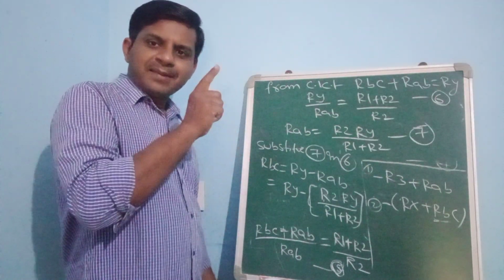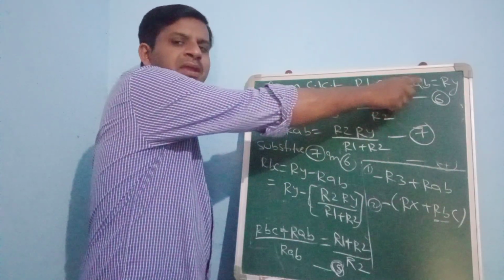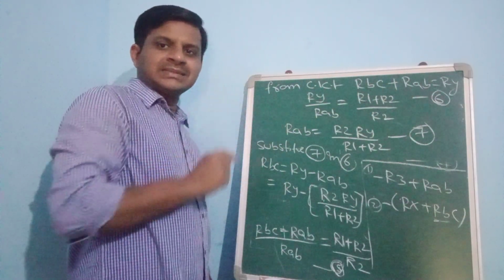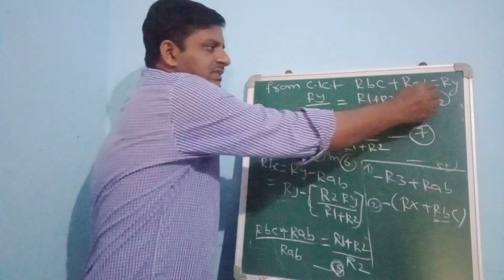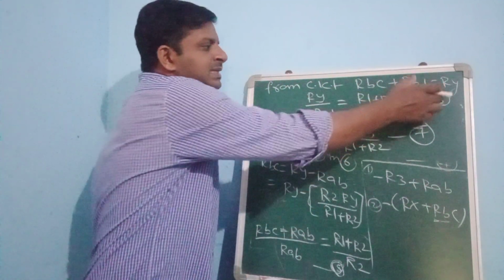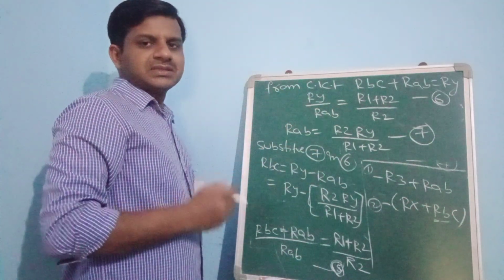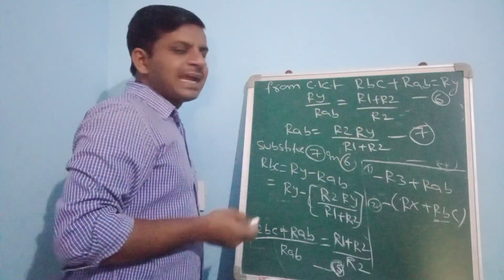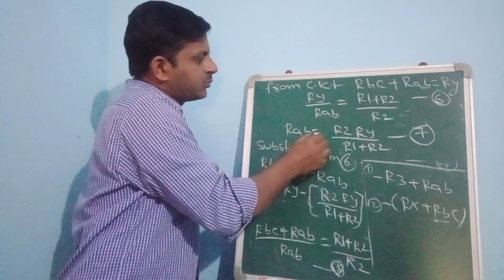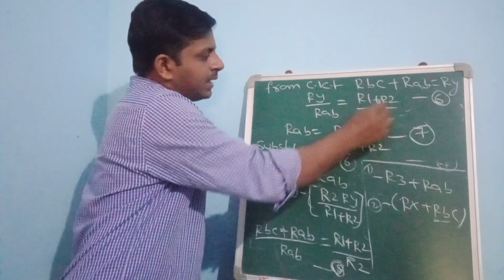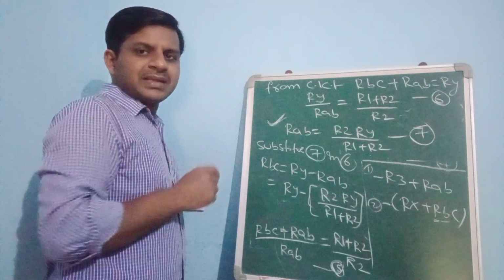From the bridge circuit, the lead resistance RBC plus RAB equals Ry, which we already considered. We can represent that as equation 6. If we substitute equation 6 in equation 5, we get this expression, from which we can easily calculate RAB. RAB equals Ry into R2 by R1 plus R2. This is the calculation for one side of the bridge.